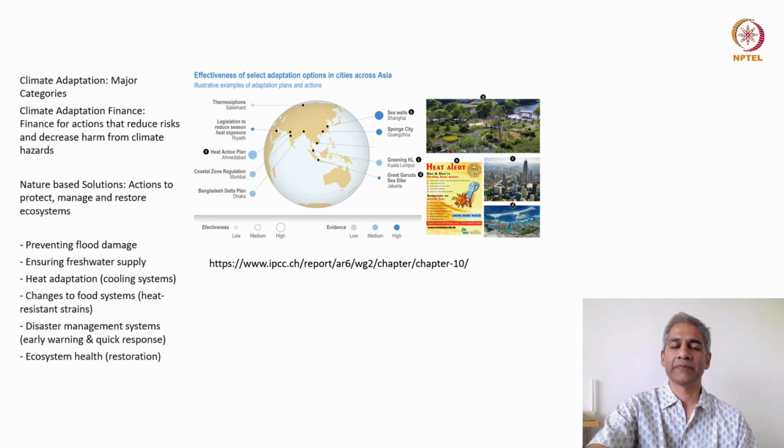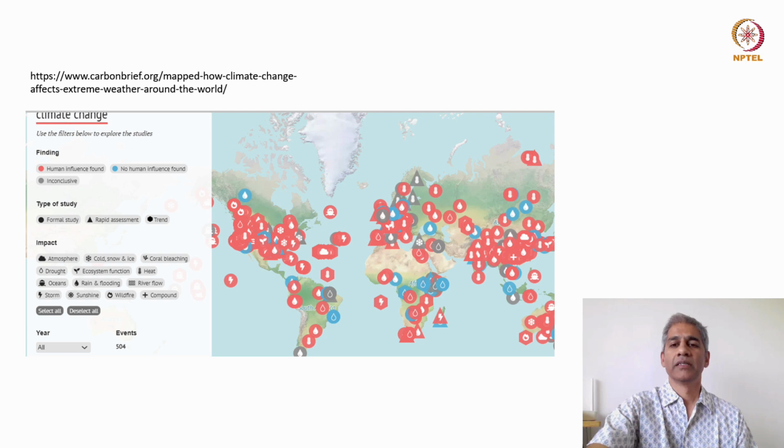For instance, you can see that different cities around the world have different measures. So sea walls to prevent sea ingress, or things like a sponge city in China, which will act counter flooding, or you can have a heat action plan, which the city of Ahmedabad has, or you can have coastal regulation in Mumbai. So adaptation is basically a measure against the extreme weather events which are increasingly being seen around the world. And you can use this tracker to figure out what different weather events are being seen around the world and what are the trends being seen for them.